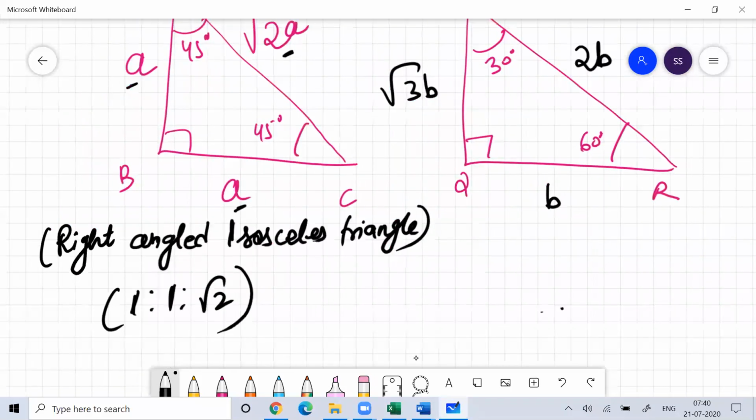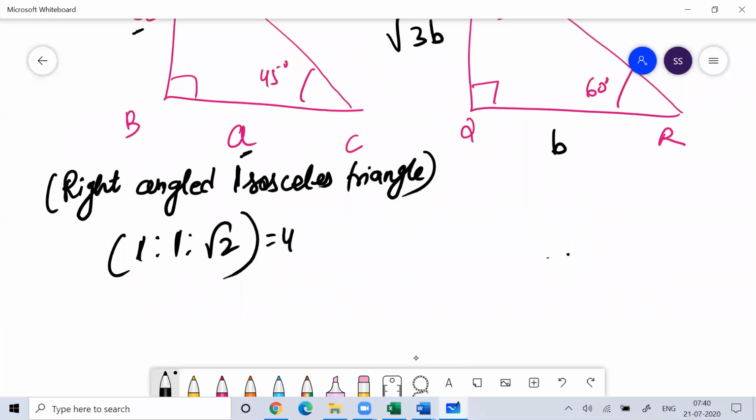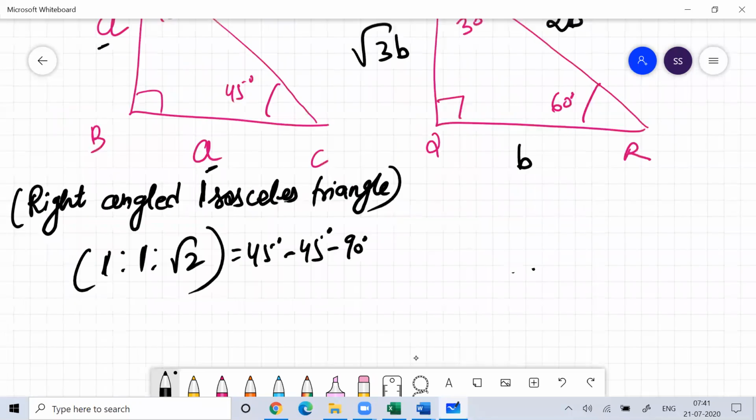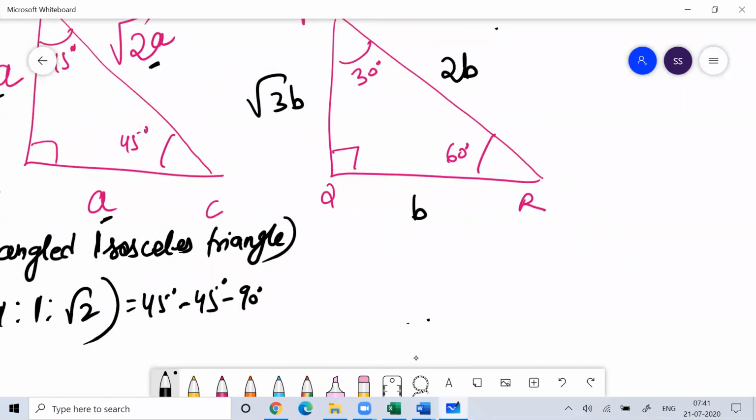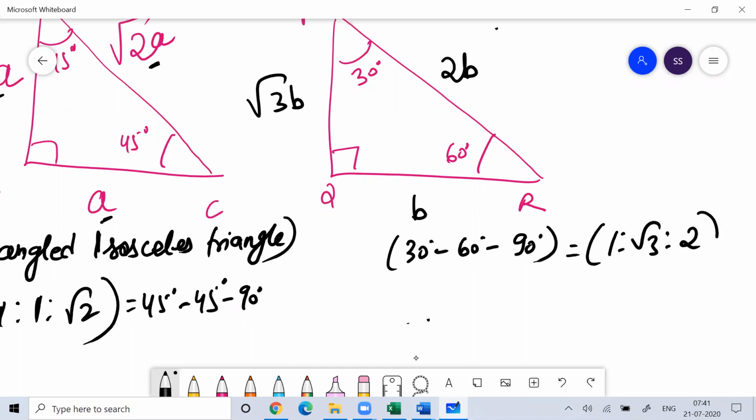Whenever your triangle is a right angle triangle in this form, that is 45 degree, 45 degree and 90 degree, then the ratio of the sides will be 1 is to 1 is to root 2. While in the other form, if your triangle is 30 degree, 60 degree and 90 degree, then the ratio of the sides will be 1 is to root 3 is to 2.